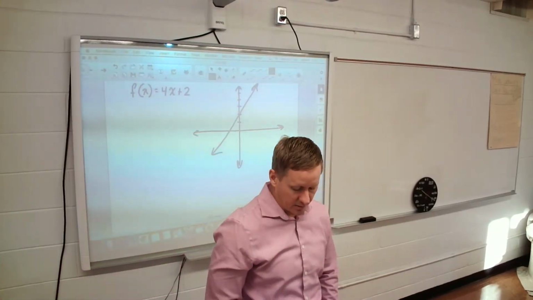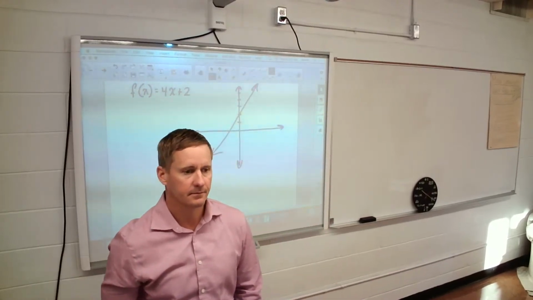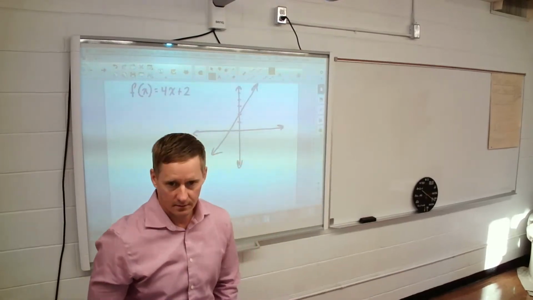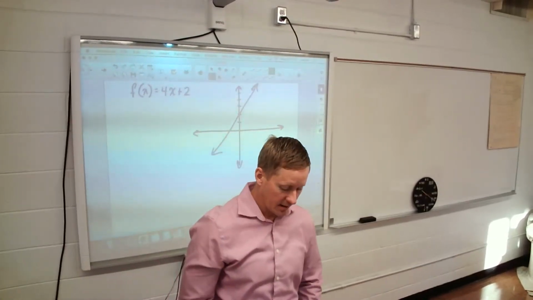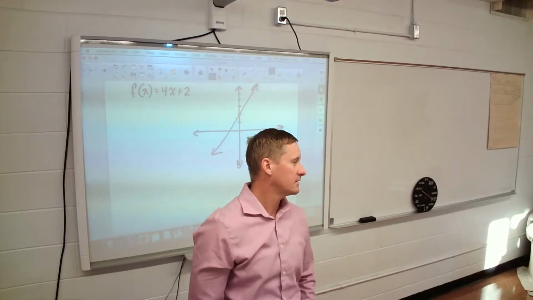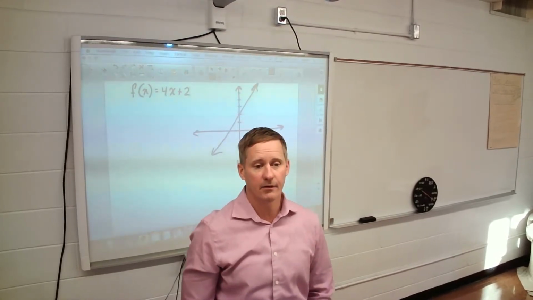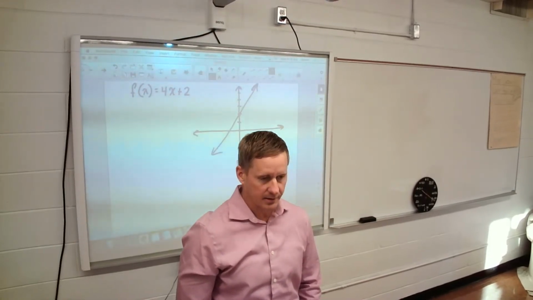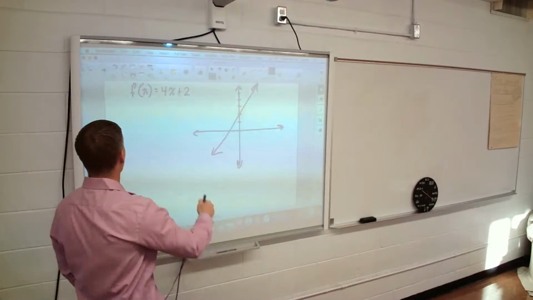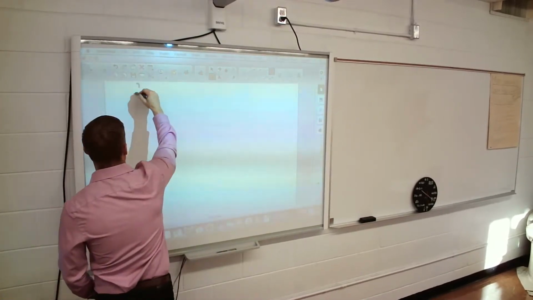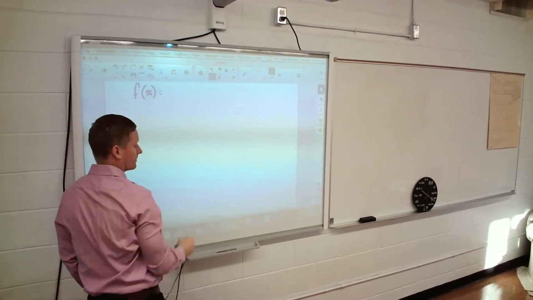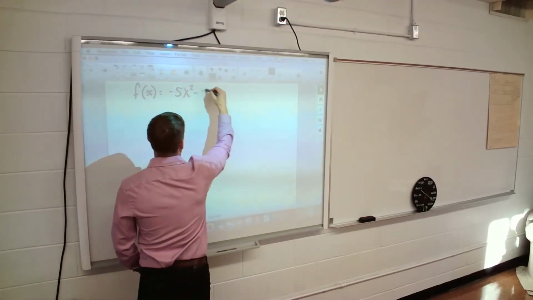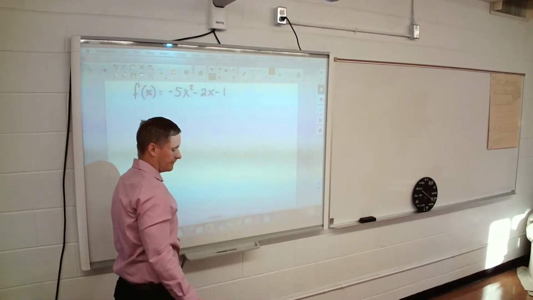Okay. What's the domain for this graph? X is an element of all reals. What's the range? Y is an element of all reals. Okay. And what's the number of possible turning points? 0. All right, good. Let's look at this next one. F of x equals minus 5x squared minus 2x minus 1.